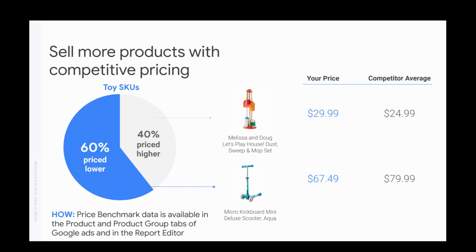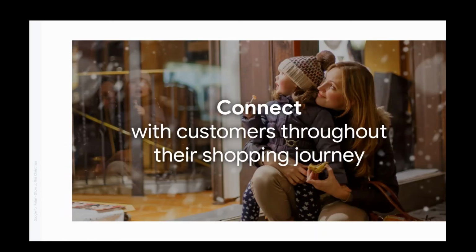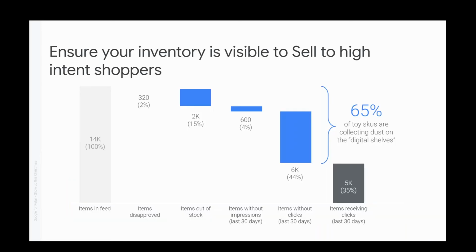The second step in this 3-step strategy is to connect with customers throughout their journey. An important part of shopping is the health of your inventory. So look at your reports to ensure that all your SKUs are not collecting dust on the digital shelves. Are the products you're curating in stock? Are they targeted? Are they even receiving impressions? Are you connecting with your customers while they're conducting their research online? Just being in the consideration set is a big part of driving your e-commerce sales.